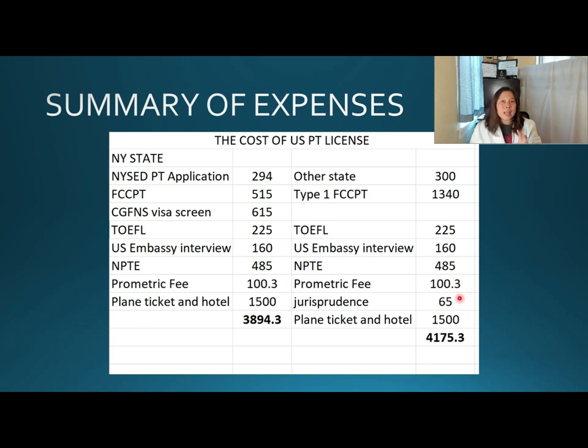Now, some states have a jurisprudence examination, that is like a PT practice law exam. This jurisprudence exam is right around $65 right now. So let's pretend you have a jurisprudence exam, the plane ticket and hotel, it comes to $4,175.30. So this is the rough estimate of how much the US PT license costs as of 2022. Mind you, that cost does not include the review to take the NPTE.